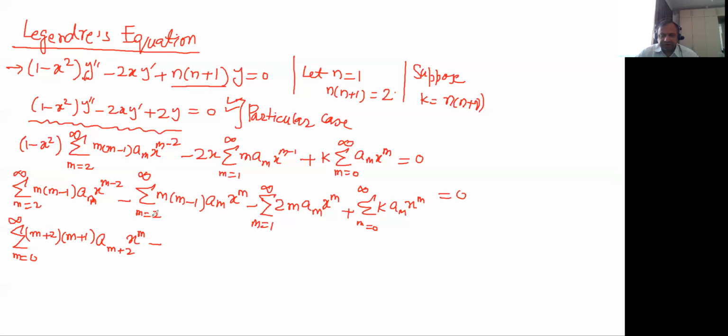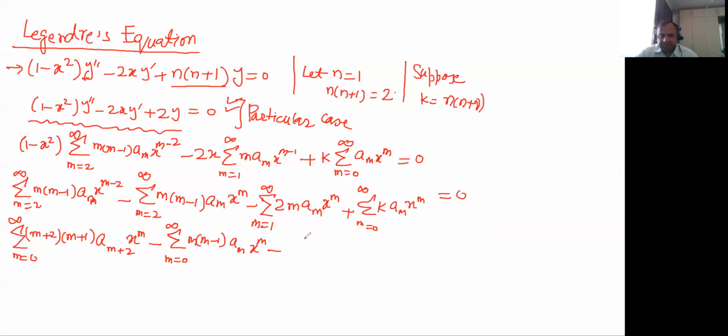So if, for example, I start from m equals 0, then what is going to happen? If m is equal to 0, the first term will be 0. If I start, then the next one will be m equals 1. That term will also be 0. So by not changing anything, I can write from m equals 0 to infinity, because the first two terms of this will be 0, so it will not affect anything. So it will be m into m minus 1 a_m x power m.